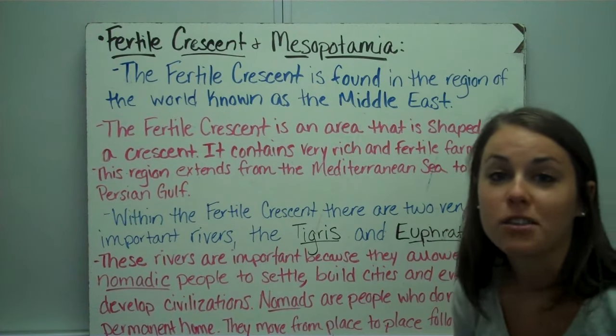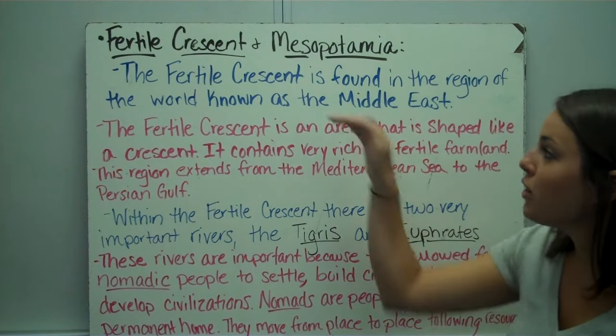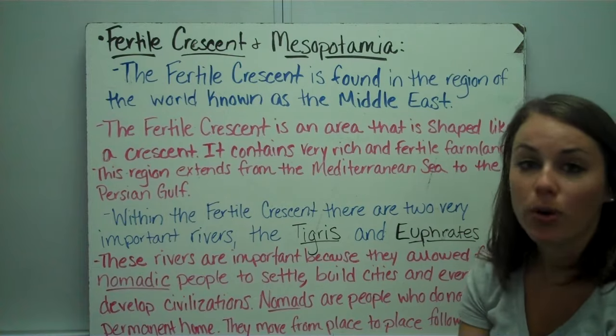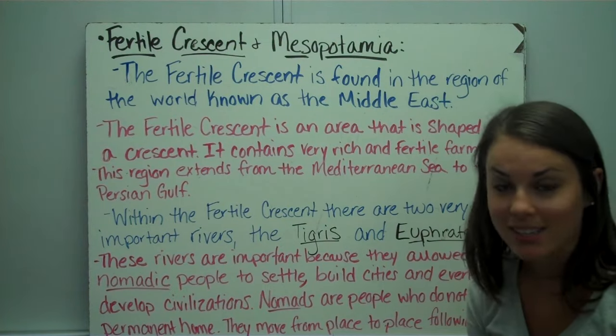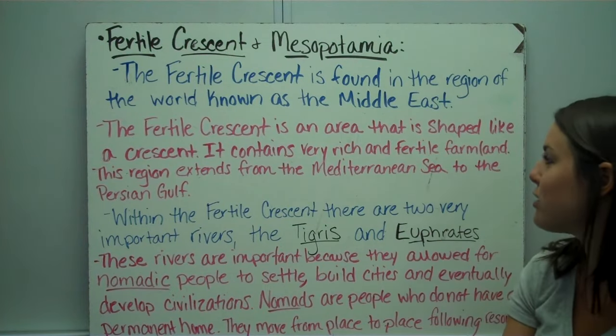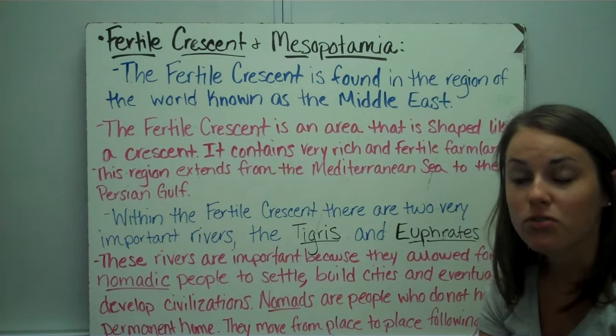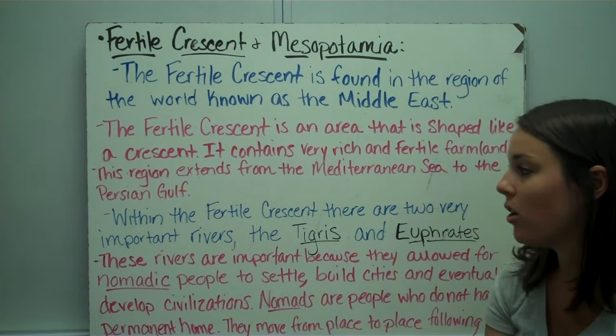Our next unit of study is the Fertile Crescent in Mesopotamia. The Fertile Crescent is found in the region of the world known as the Middle East. The Fertile Crescent is an area that is shaped like a crescent. It contains very rich and fertile farmland, and this region extends from the Mediterranean Sea to the Persian Gulf.